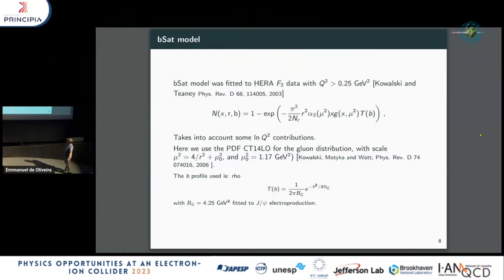One possible model that we use is the BSAT model that was fitted to HERA F2 data for the dipole cross-section model. And it does have a B dependence. This B dependence comes from J/psi exclusive production, but most of the parameters are not fitted to J/psi production, just to F2 data. It's just this B_G that comes from J/psi production.